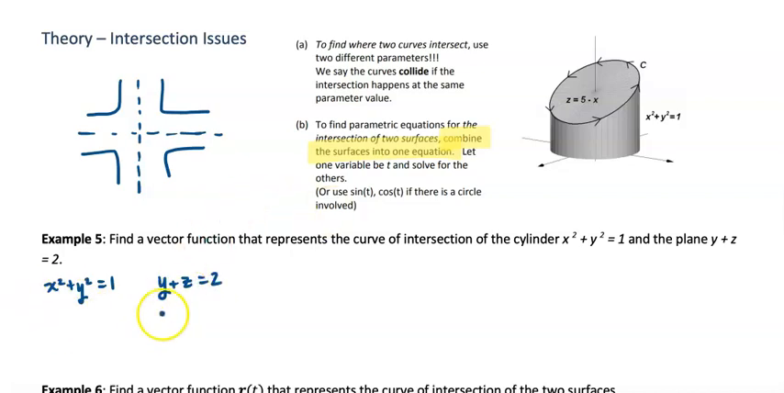So I want to combine these, and the best way I'm going to do that right now is I'm going to parametrize both of these equations. So if I do that, I'm looking for the x, y, and z components in terms of t, and I'm going to need to call something t. In this case, what if I let x be the cosine of t, and y would be the sine of t?